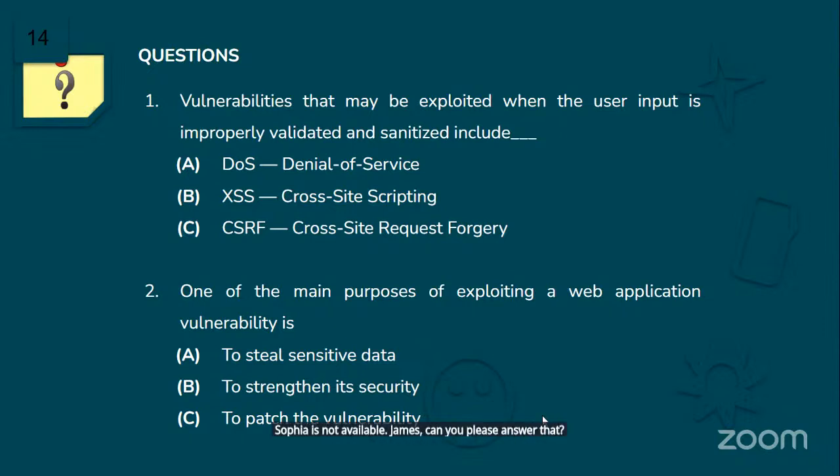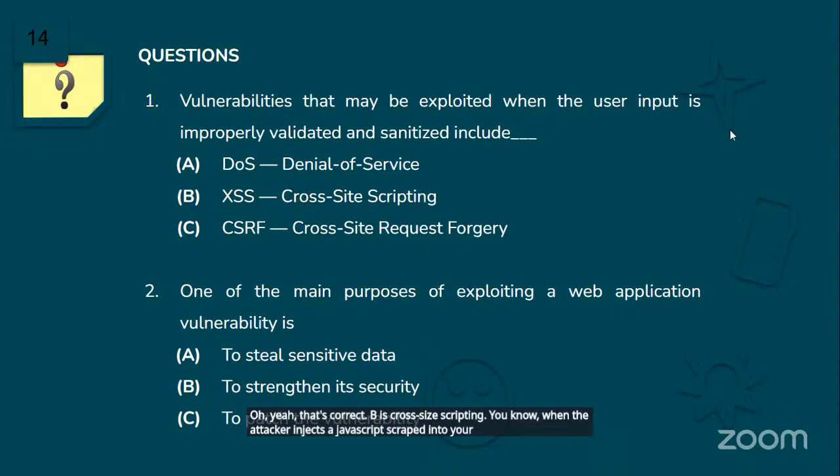Oh, which question are you saying? Number one. Yes, number one. When the user input is improperly validated. I'm not sure. Oh, yeah, that's correct. B is cross-site scripting. You know, when the attacker injects a JavaScript script into your application.